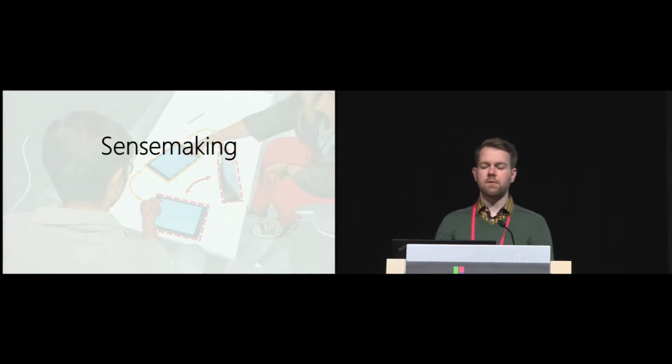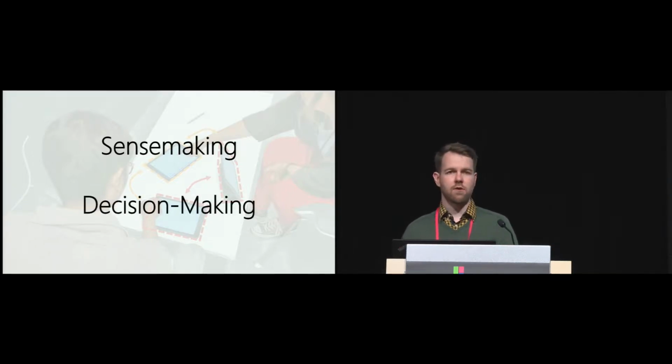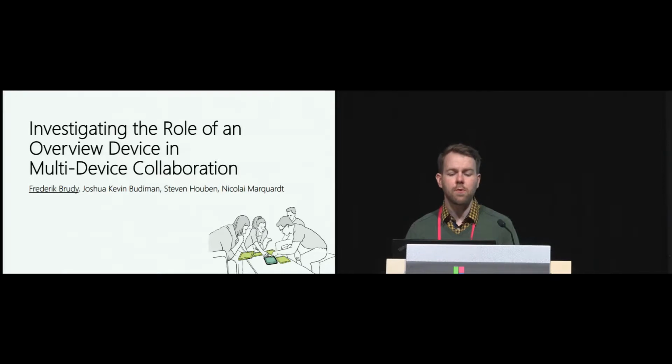So collaborative sense-making is about analyzing information in a structured way by collecting and organizing those pieces of information to derive insights and eventually arrive at the right result, on the one hand. On the other hand, compared to a structured sense-making task, in a collaborative decision-making task there's not always a right or wrong answer. The decisions are influenced by the opinions that people have or the preferences they hold. And in our work, we use trip planning as an exemplary task for collaborative decision-making activity in an iterative process of sense-making. So we wanted to investigate the role of an overview device in multi-device collaboration.